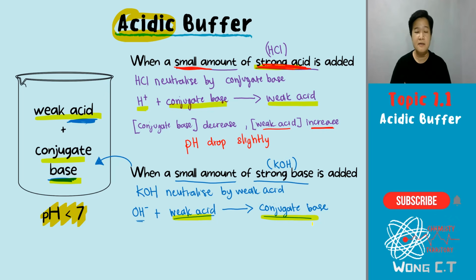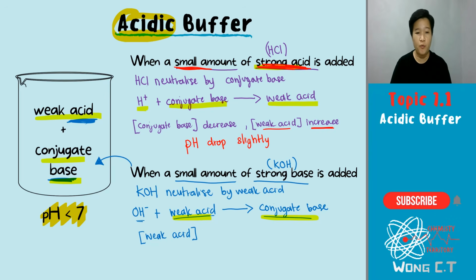Can you see that? There is no third party. We are just playing around with the species that you have in your buffer solution. If you are using weak acid, you produce conjugate base. If you are using conjugate base, you produce weak acid. That's it. And what would happen to the concentration of your weak acid?